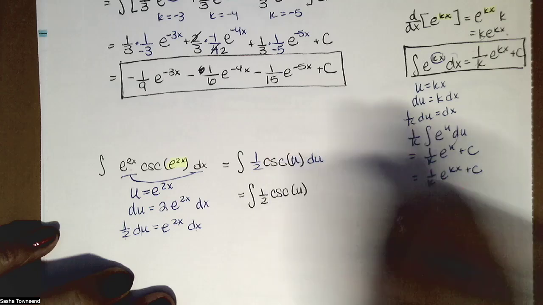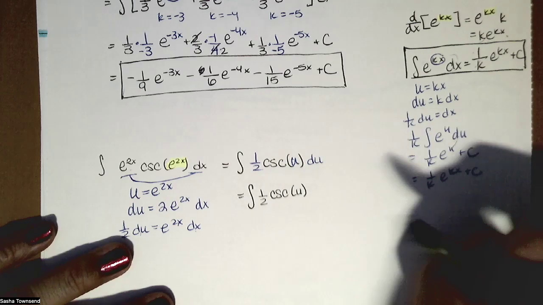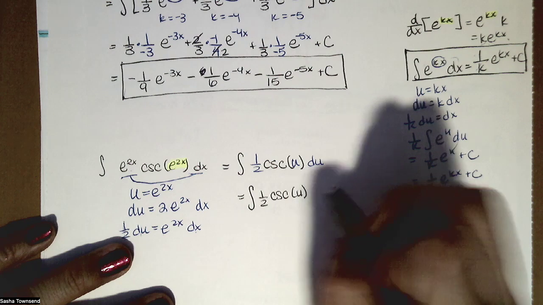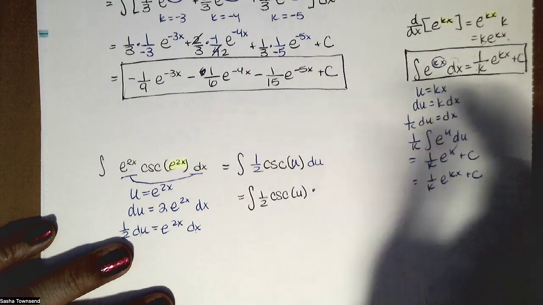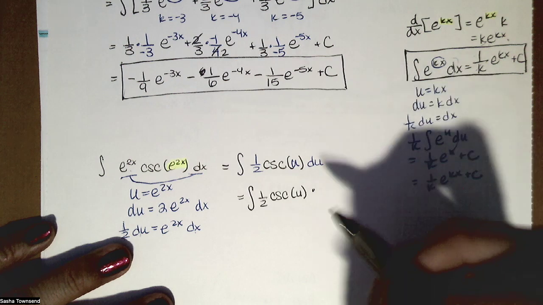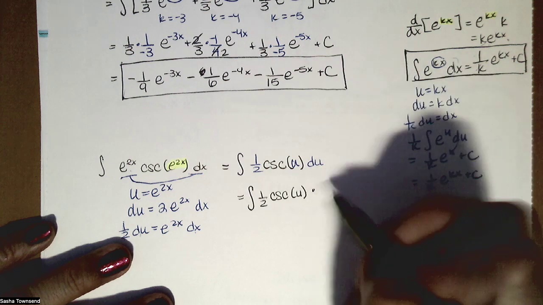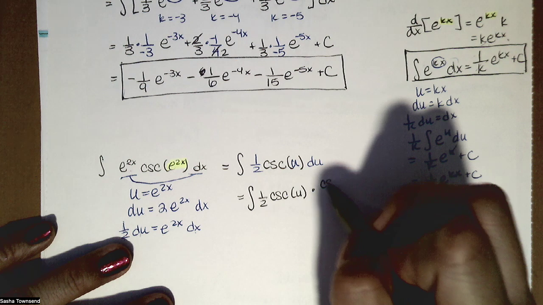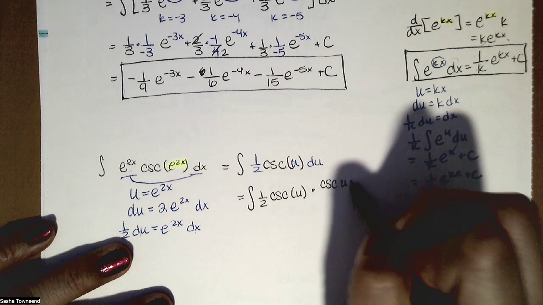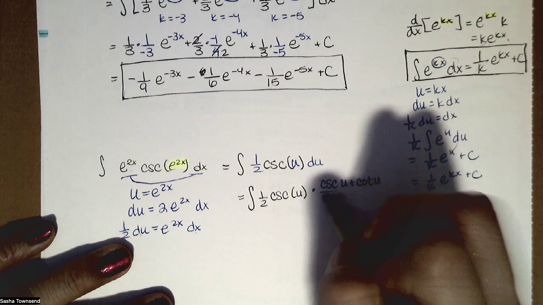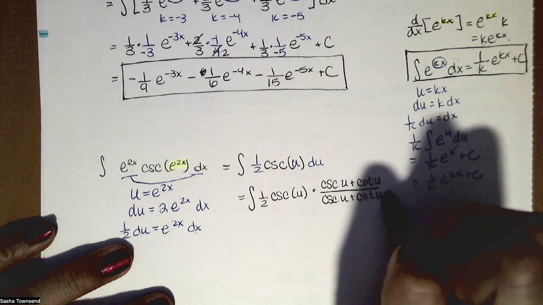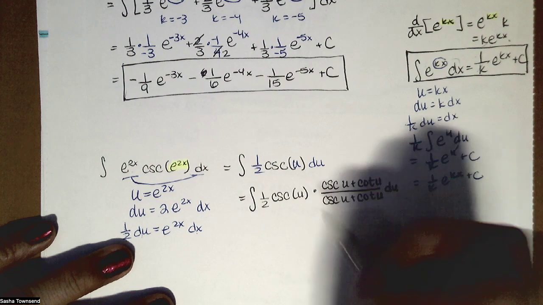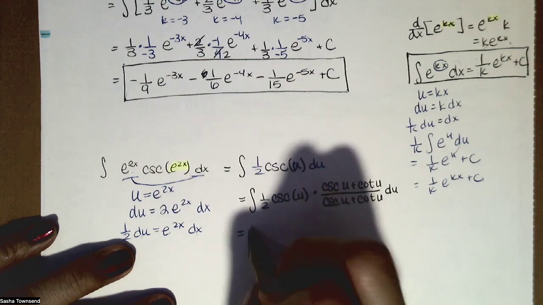Whenever we have the antiderivative of cosecant or secant, it turns out that the way that we can evaluate this integral is by multiplying by a well-chosen one. And the well-chosen one we multiply by is cosecant of your variable plus cotangent of your variable, divided by itself. You say, why would we do that? Well, you'll see. We're just multiplying by a well-chosen one.